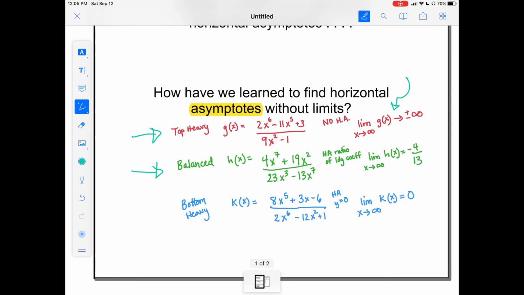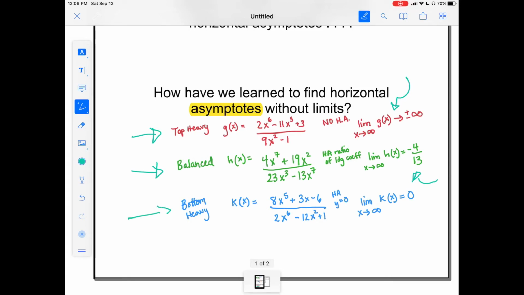And when we have that balance, what we end up doing for the horizontal asymptotes, so we're going to be doing this for the limits at infinity, is we take the ratio of the leading coefficients. So the leading coefficient for the top is 4. For the bottom is negative 13. And so we could then write that the limit as x approaches infinity or negative infinity for h of x is negative 4/13. And we'll do an example where we play around with some ratios as well.